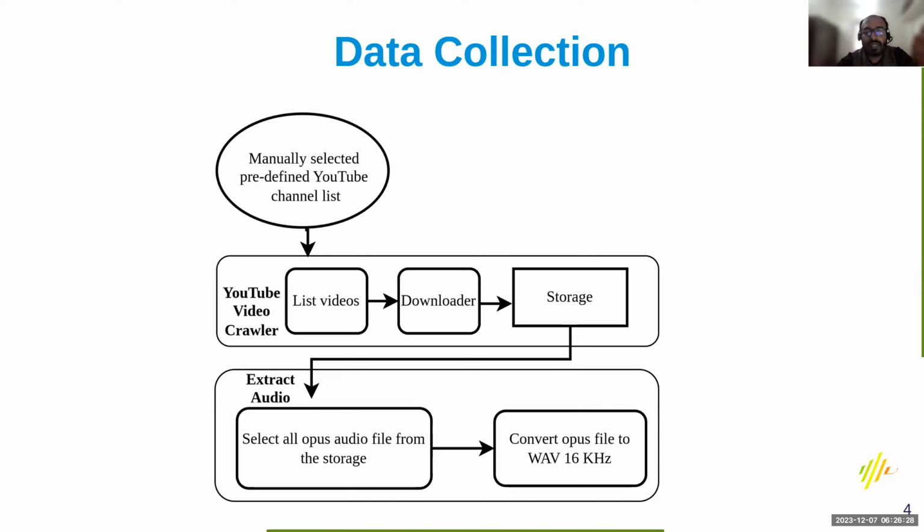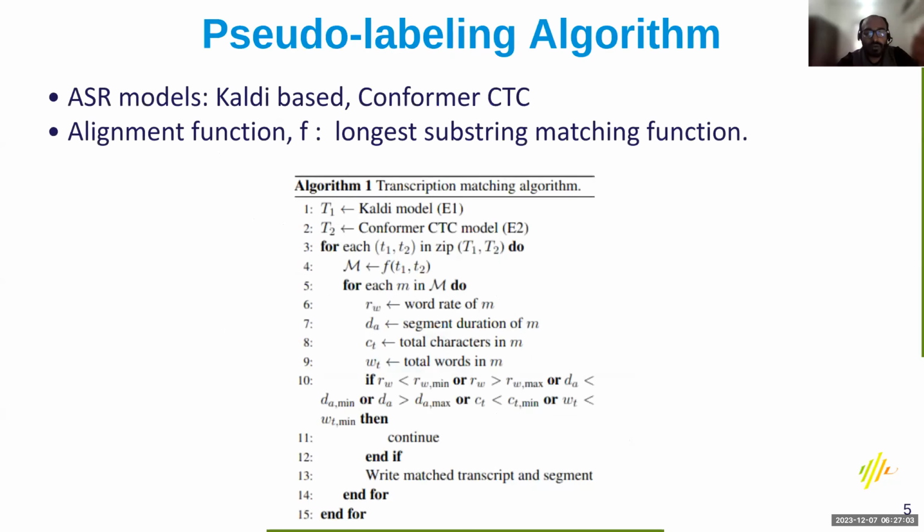So the core thing in our work is data collection and labeling. During the data collection, firstly, we selected a predefined YouTube channel list that contains Bangla videos. Then we downloaded the videos from the channels. Then the audio is extracted in opus format from these videos. Finally, the opus files are converted to WAV 16 kilohertz format that is directly used for training and other work.